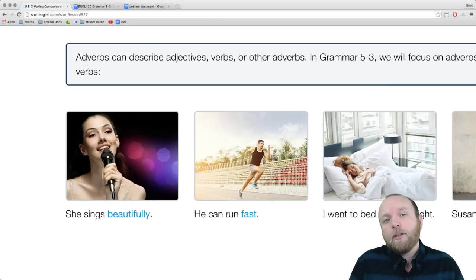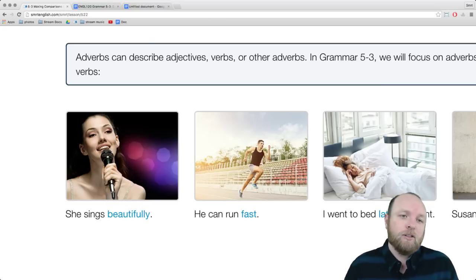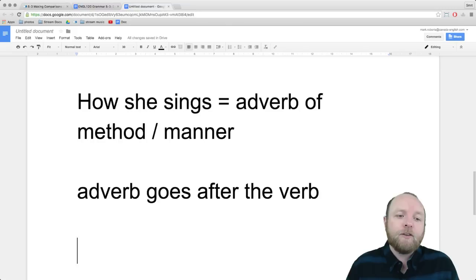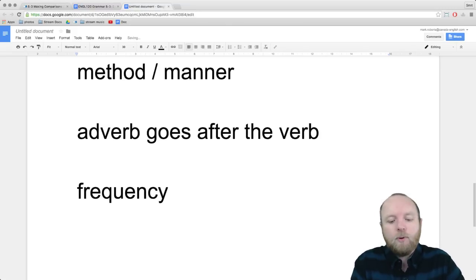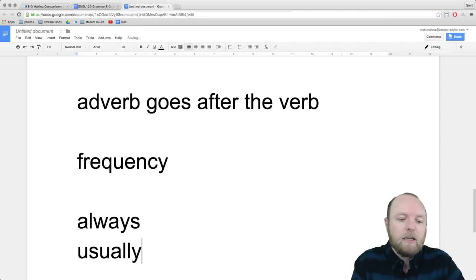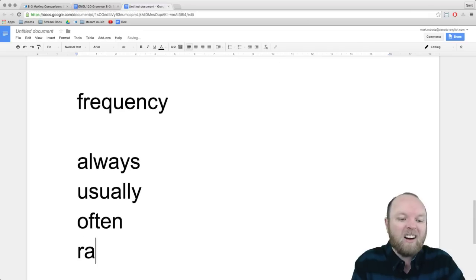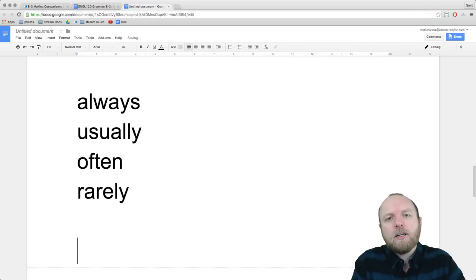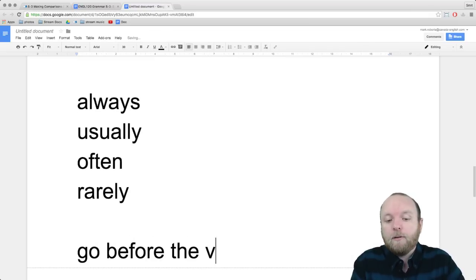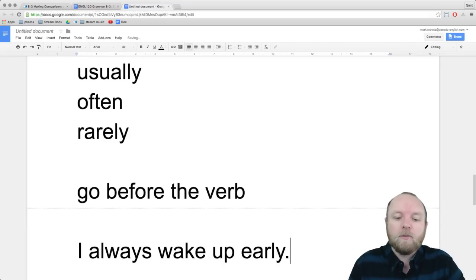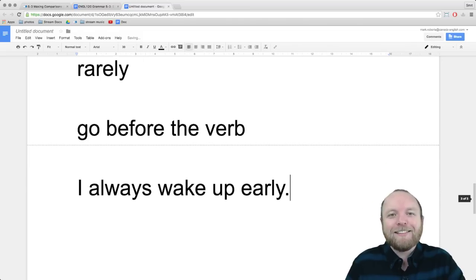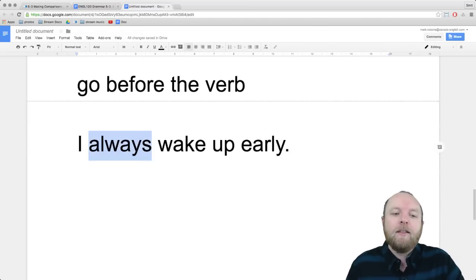Okay? Now, Paul, there are different kinds of adverbs, right? We have adverbs of frequency, and that's not important, but adverbs of frequency, always or usually or often or rarely, right? And these usually go before the verb. Example, I always wake up early. Okay, actually, this sentence has two adverbs. This is an adverb of frequency.